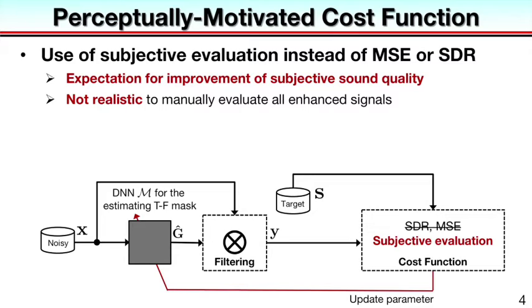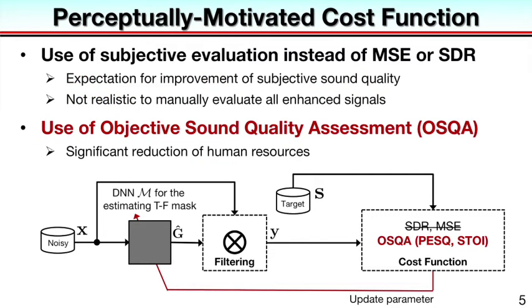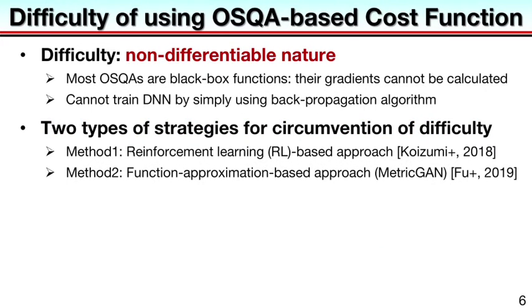However, it is not realistic to manually evaluate all enhanced signals. Therefore, we use Objective Sound Quality Assessment, OSQA. Since OSQA is a human perception-based measure, it is expected to improve the subjective quality of enhanced speech and significantly reduce human resources. The difficulty of the use of an OSQA-based cost function is that most OSQAs are black box functions and the gradient cannot be calculated analytically.